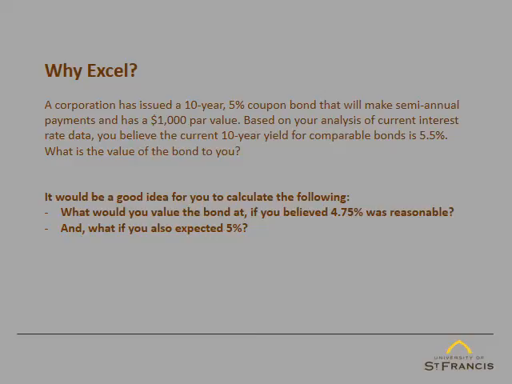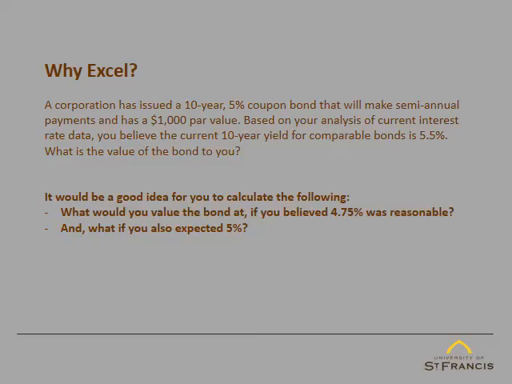In the previous lesson, I had presented this problem that I'll continue with in the current lesson. A corporation has issued a 10-year 5% coupon bond that makes semi-annual payments, has a $1,000 par value. Based on your analysis, you believe that the current 10-year yield is 5.5%. What is the value of the bond to you?